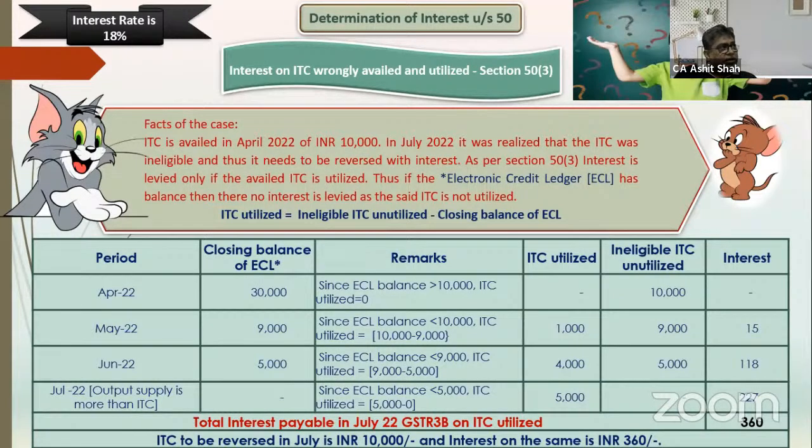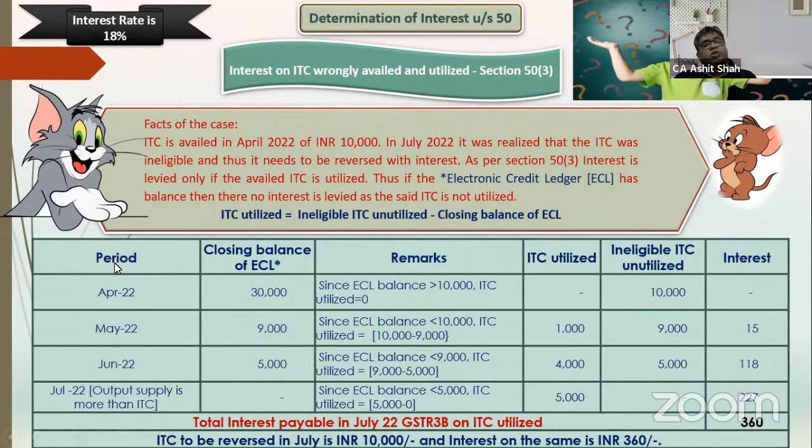Now, how will you determine that there is a utilization of ITC? Then what it tries to say is that if the electronic credit ledger balance has been reduced to the extent of ITC utilized, then in that manner it is said that you have utilized the input tax credit. So now let's see by way of an example.